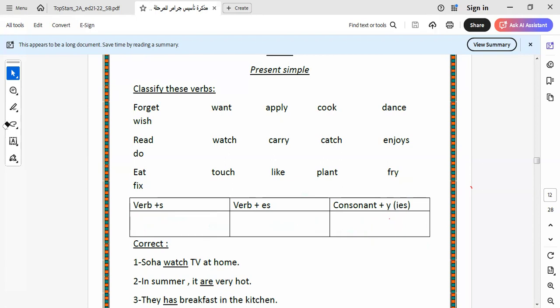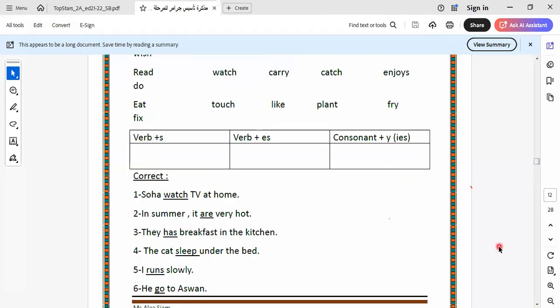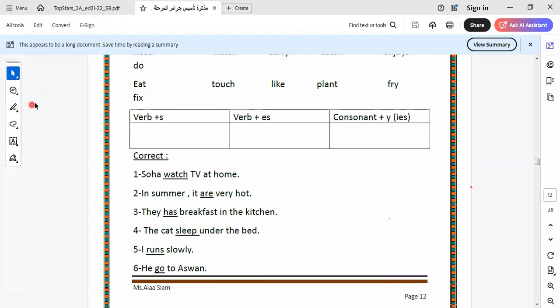In the exam, we have a new question that we put in the last few years, one that wasn't in the exams before, which is to correct the verb. You can be given the verb and asked to correct it. Let's answer this question together. Correct: Soha watch TV at home. Soha here is singular. Is it right to put watch as it is? No, it will be: Soha watches TV at home.